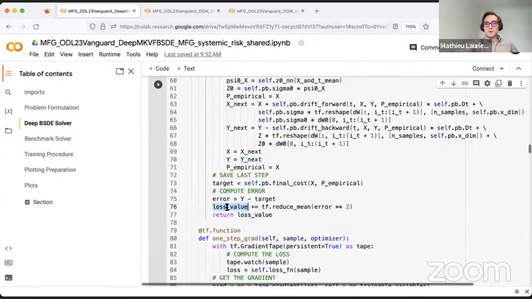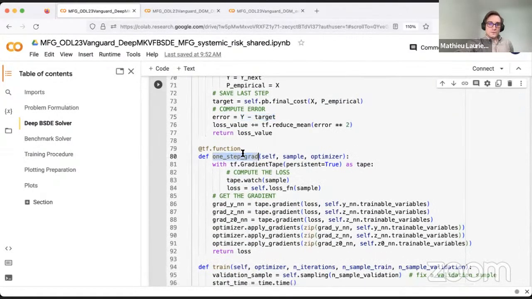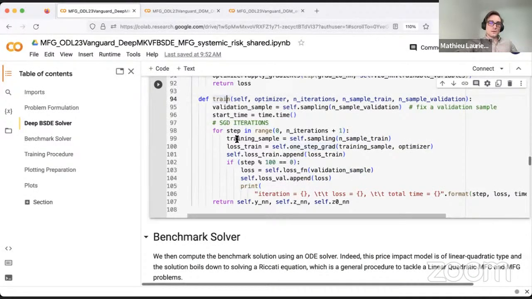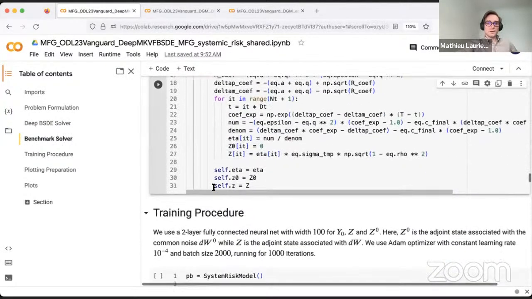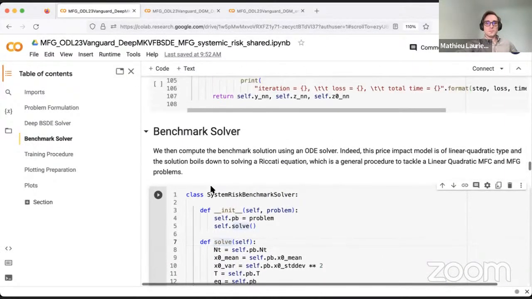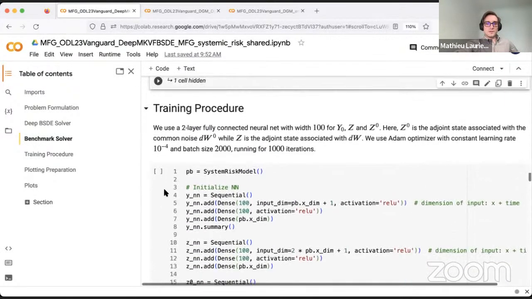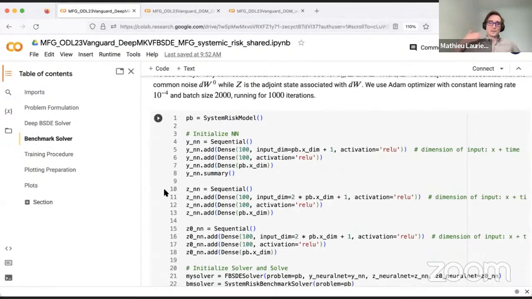And at the end, you define the loss, which is equal to the distance between Y and the target, which is your terminal cost, basically. And you would like to match the terminal cost. Sorry, so final cost is really the final cost in the mean field game. And in order to get the error, you do Y minus the target, and usually we square it. Then you have one gradient step, and you have this train function, which basically iterates one step of gradient descent. The benchmark solver, I will skip it, but it uses the ODE system. So we have discussed that in the second lecture. So you see, I keep reusing again this linear quadratic example as a benchmark because it's really convenient.